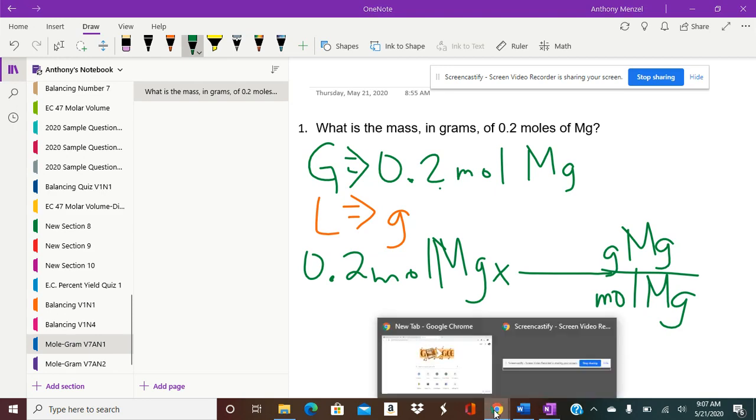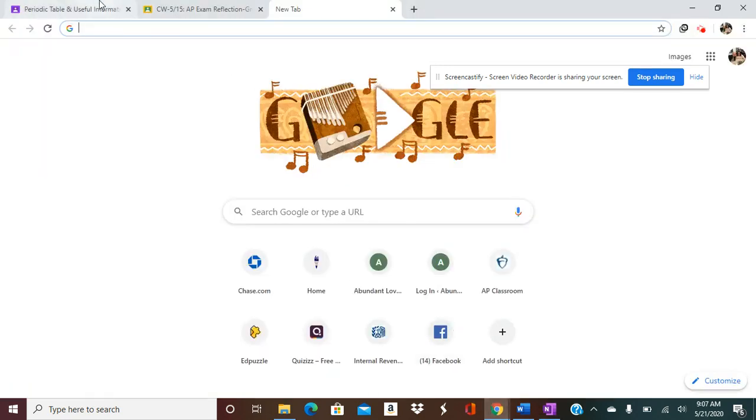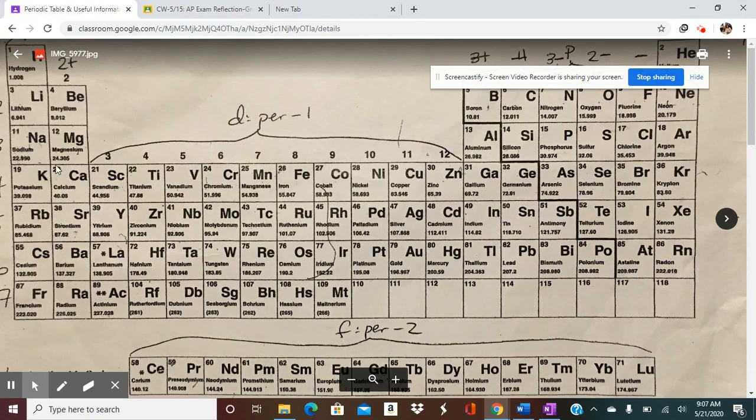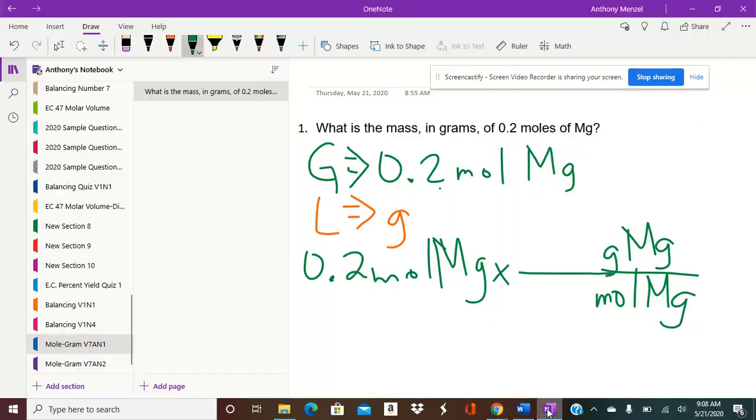Now, if we go to our periodic table, we see that there's 24.305 grams of magnesium per mole, right? This is the molar mass of magnesium. So we can go ahead and put 24.305 grams. And then we see here that the moles cancel, should be per 1 mole. So the moles cancel, and we're left with what we wanted, grams of magnesium.